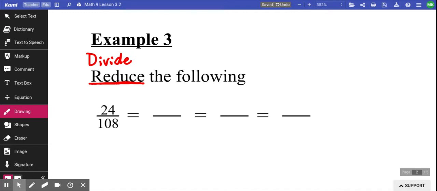18. Yeah, think really small first. You're right, but think small. Joey, what's a small number you can reduce by? 2.